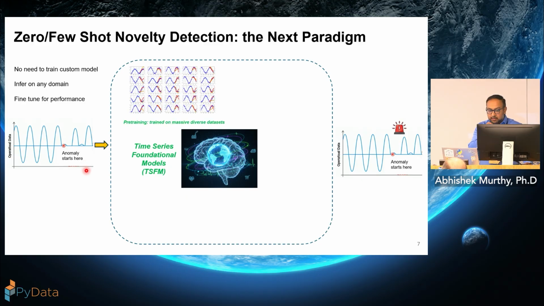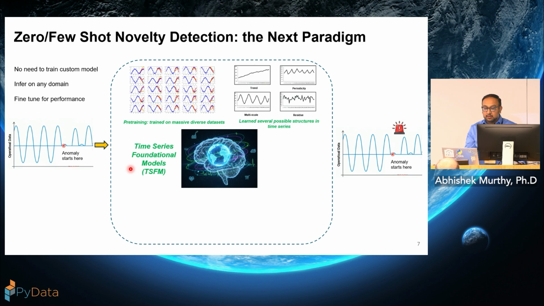So how do these TSFMs work? Obviously pre-training, right? That's the main ingredient. So these TSFMs train on massive amounts of time series data. And by doing so, they essentially learn the core structures of time series. Right? So time series are often characterized by trend and seasonality. And so by looking at all these massive number of data sets from diverse domains, they are able to pick up on all these important structures.